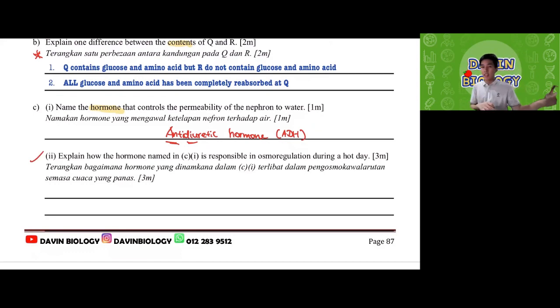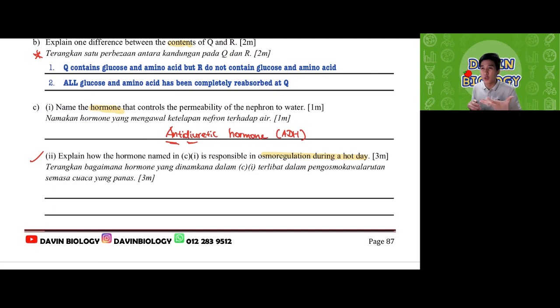This one, even though we haven't learned yet, we will teach after this, but you should be able to do it. How does the hormone named in C1, which is ADH, respond in osmoregulation during a hot day? So why is this hormone related to temperature, that hot day? Can you relate or not? Why on a hot day is this hormone involved in controlling water in your body? During a hot day, what will happen to your body that relates to water?